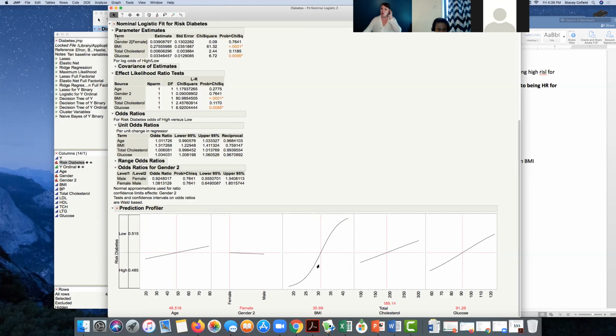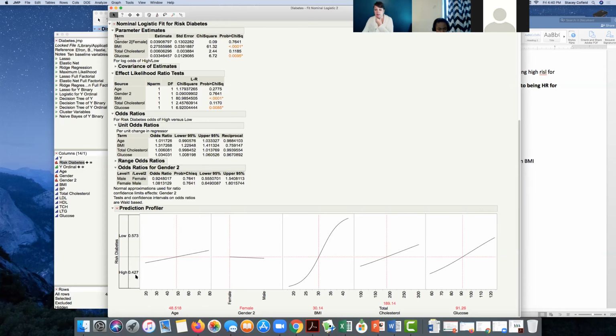But nobody goes the whole range. So I can say, okay, let's say I'm 30, right? So I've got it stuck at 30, holding everything else consistent. So for a 48.5-year-old person who is female with a total cholesterol of 189 and a glucose of 91.3, right? Age is at 48.5. They're female. This is where their total cholesterol is, and this is where their glucose is. For a 30 BMI, we're predicting them to have a 43% chance of being high risk.